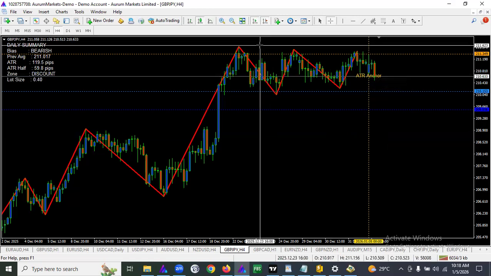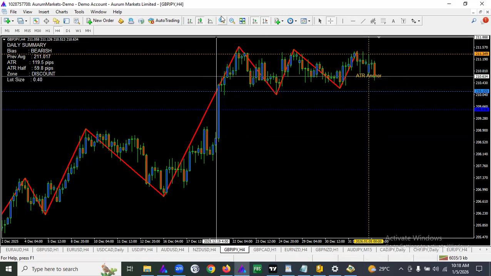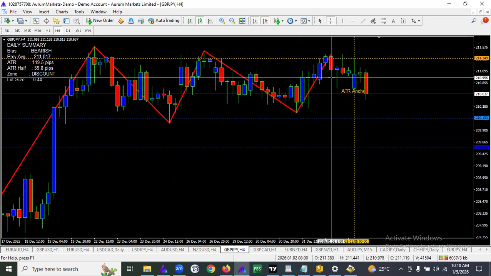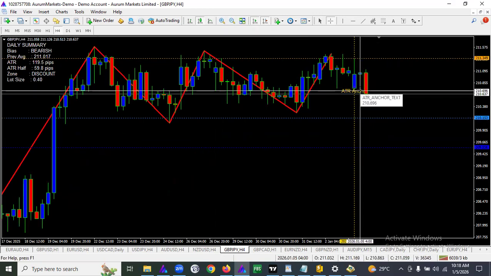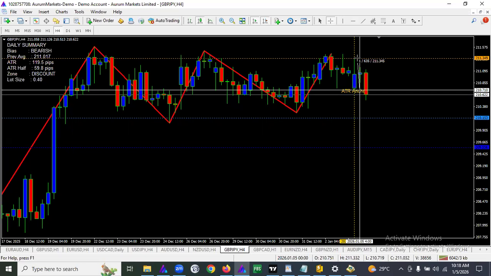To calculate the range of this movement, you can see the range from this low to this high. You can see that's 63 pips, which is between 59.8 and 119 pips. And you can see that this pullback is at a premium area.